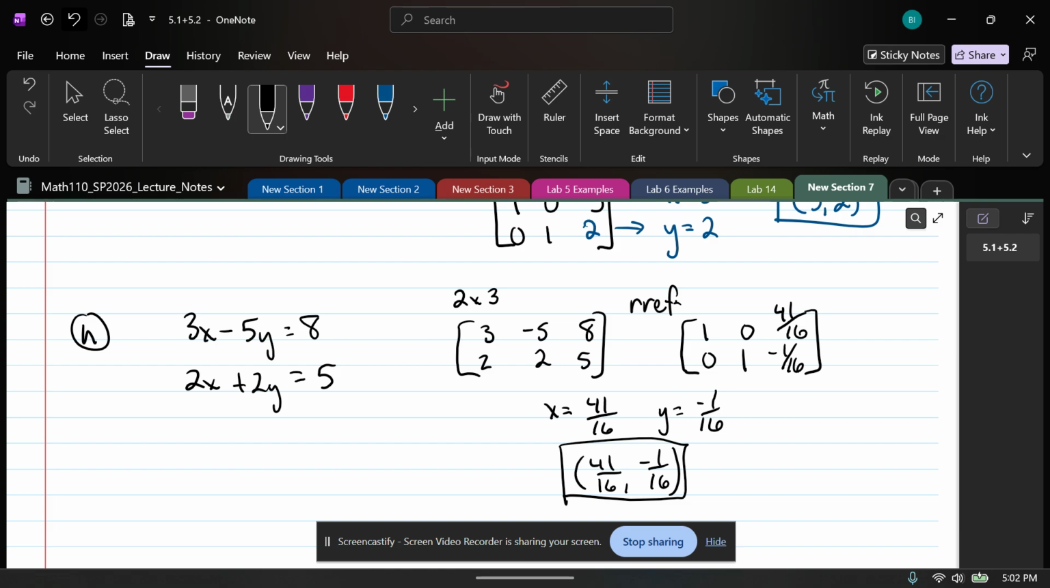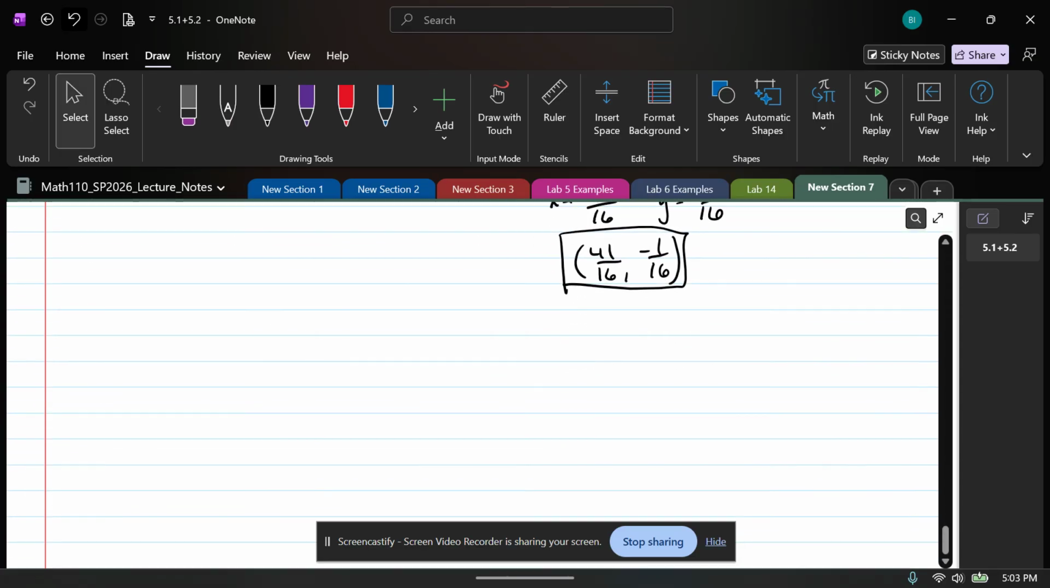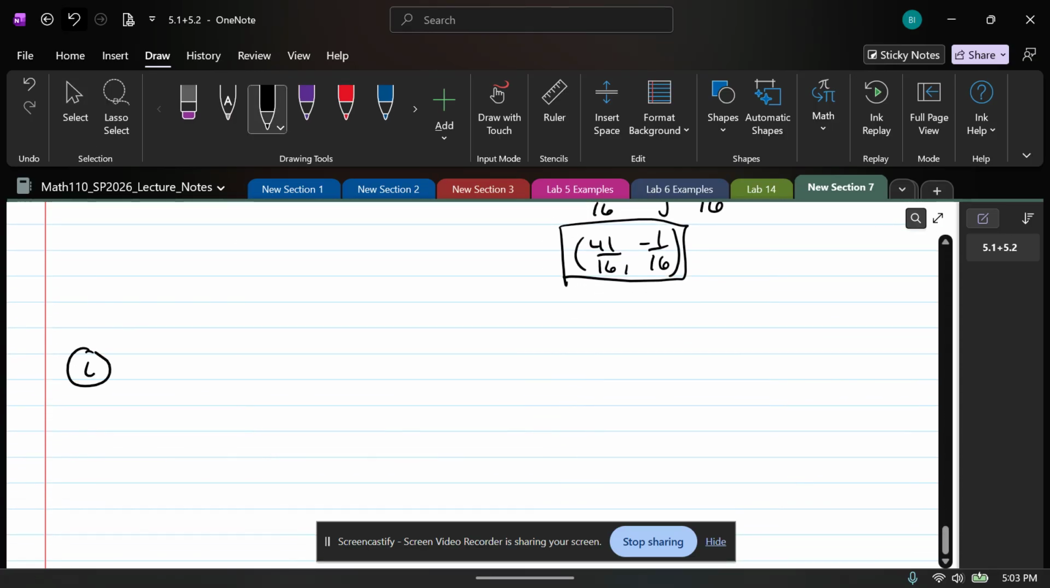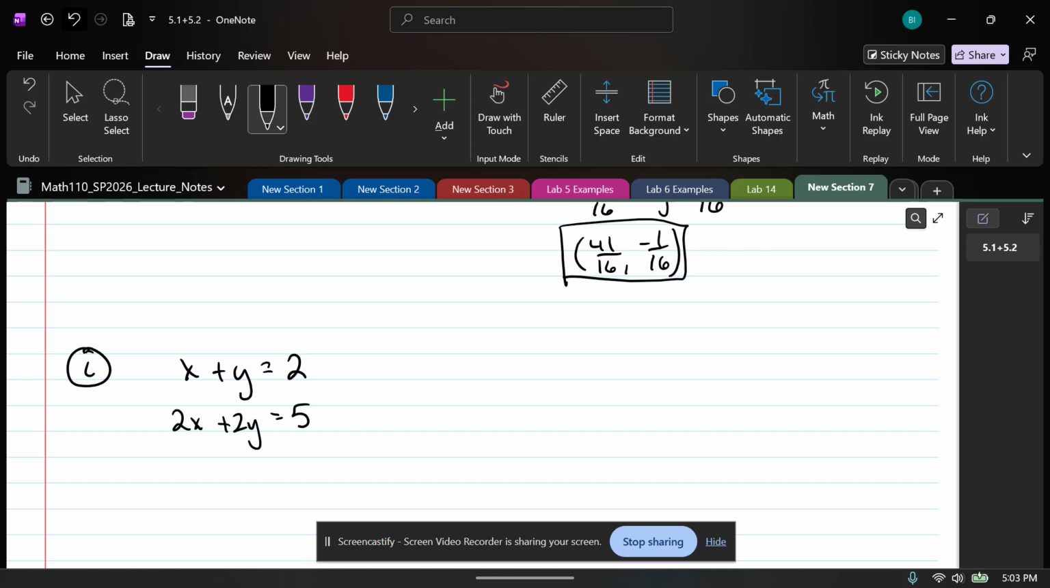So both of these examples had one solution. So they are consistent and independent because they have one solution. Let's do this system. X plus y equals 2. 2x plus 2y equals 5. Run that on a matrix and get the solutions.